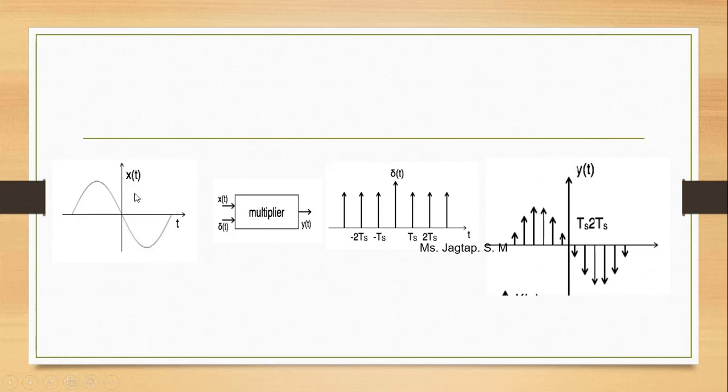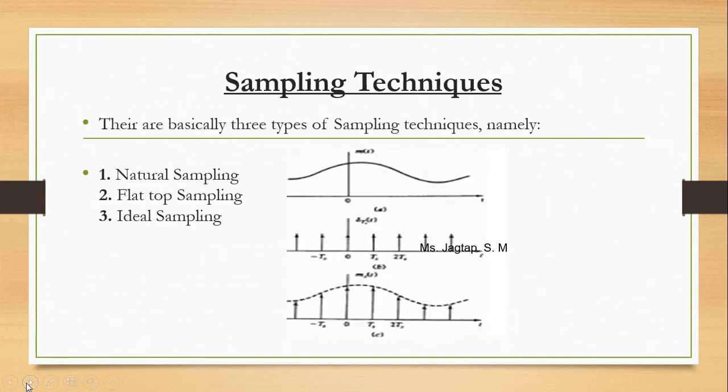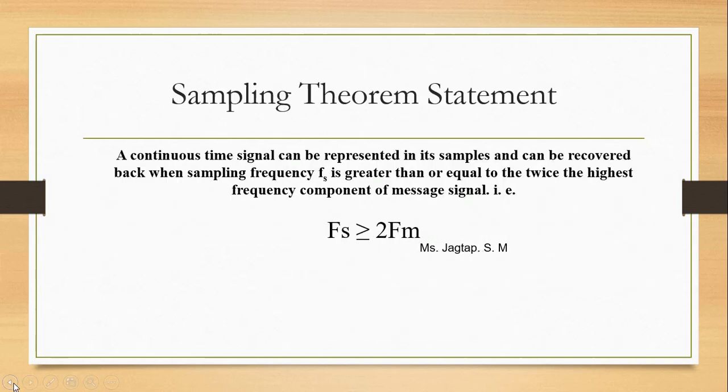This is a message signal, and this is a unit impulse signal. This message signal is represented by a frequency of fm, whereas the sampling signal will be represented by the frequency fs. We now have two frequency components. One is called the message signal frequency fm, and the second one is the sampling frequency, which is the delta function's frequency. From both the frequencies, we define the statement of the sampling theorem.